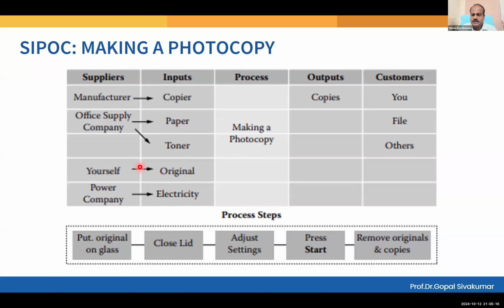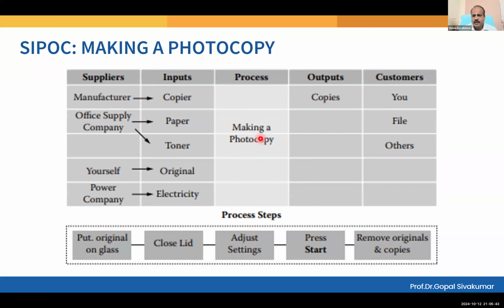Now, I have created a SIPOC for a simple process of making a photocopy. If you want to make a photocopy in a photocopier machine, first you must put in the original. Then you close the lid. Then you adjust the settings. Then you press the start button. Then finally you remove the original. These are the steps. But the process is simply written as making a photocopy.